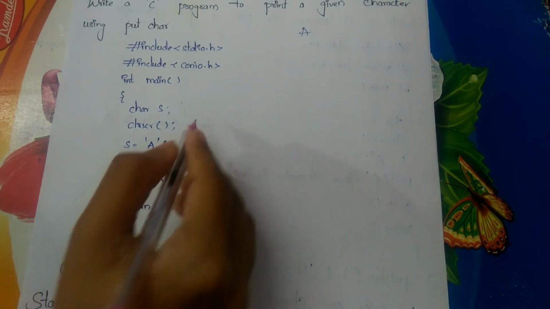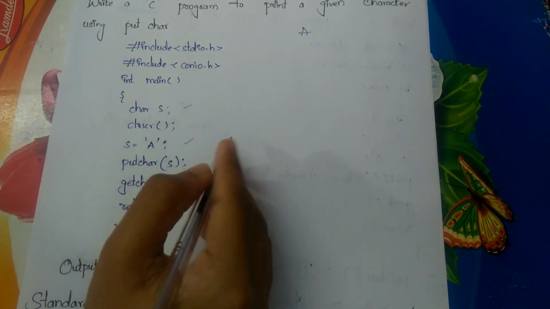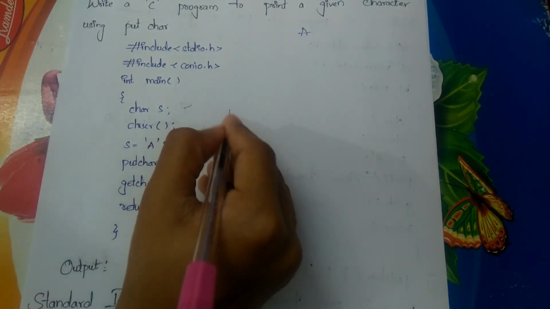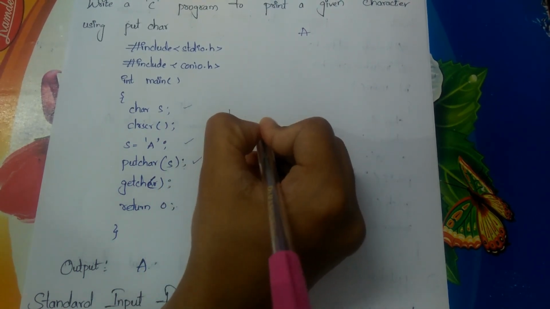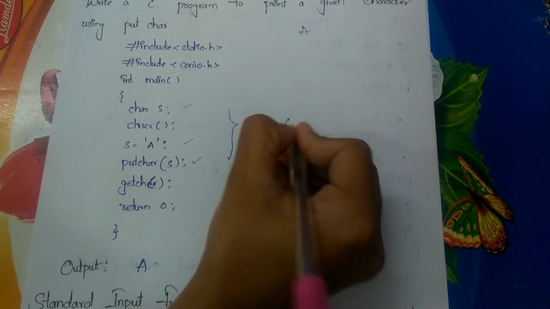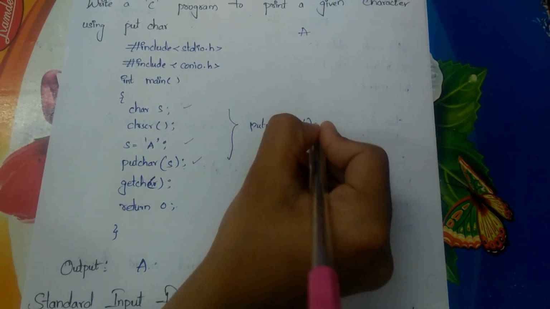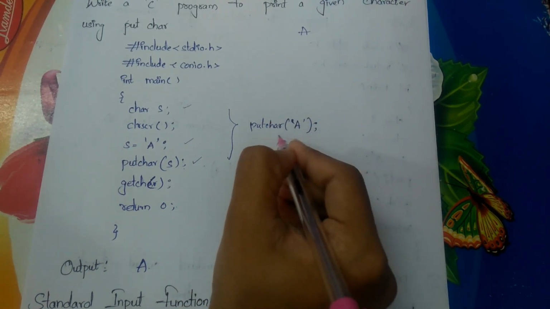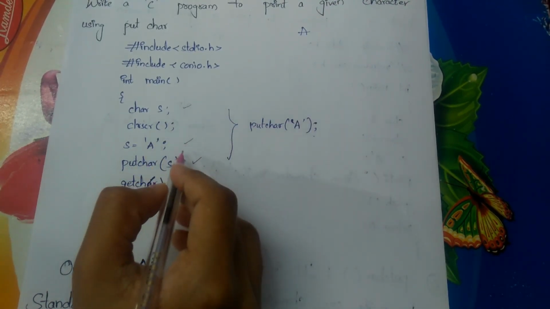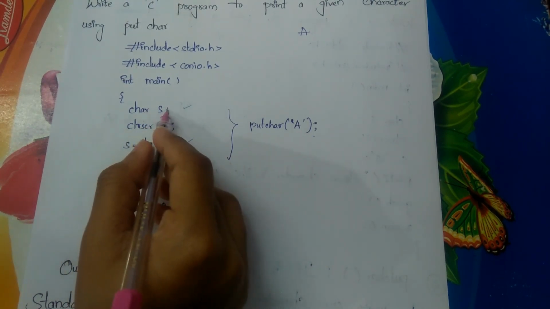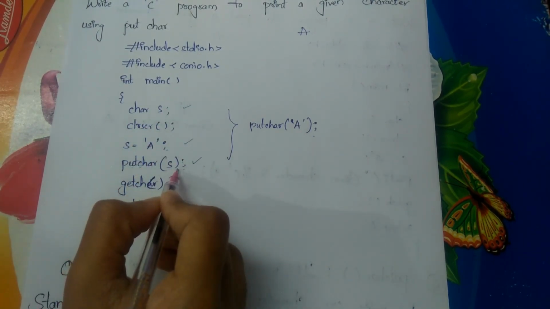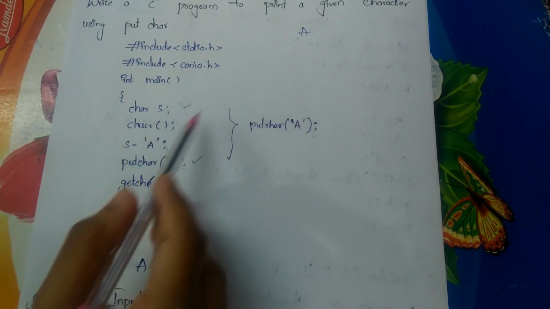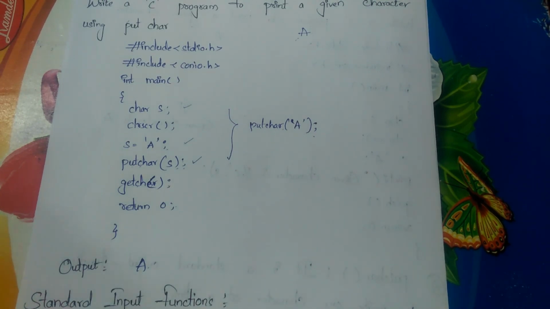So instead of declaring the character, initializing s is equal to A, and using putchar, instead of these three statements, in a single line we can write putchar, open brace, single quote and the character which I want to print onto the output screen. So directly we can write like this. For the earlier way we have to declare, we have to initialize, then we have to use the putchar function. By this also we get the same output A. So these are two ways of printing characters with putchar.